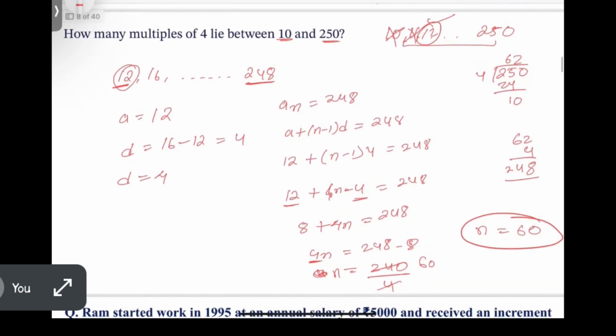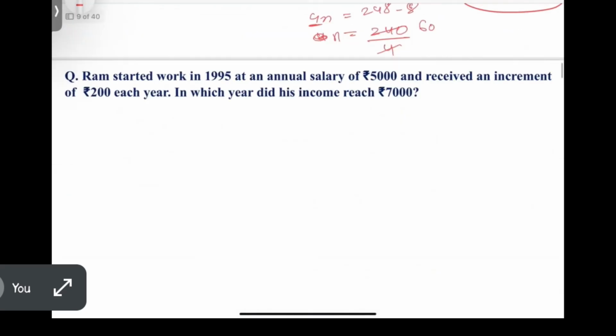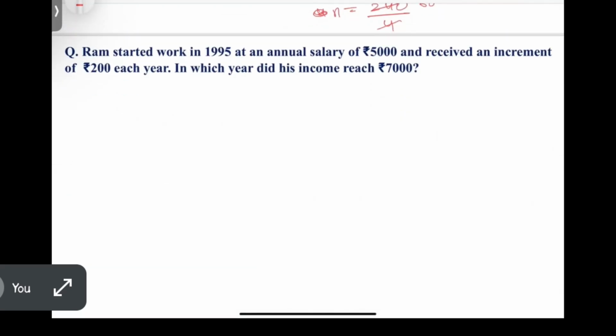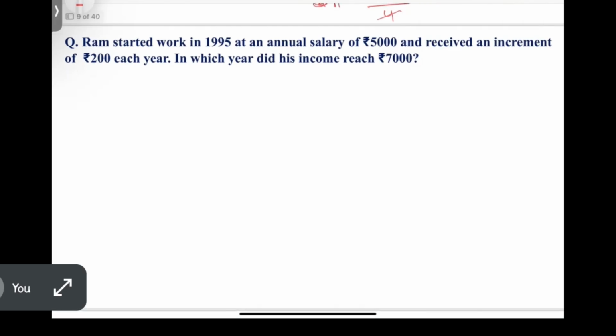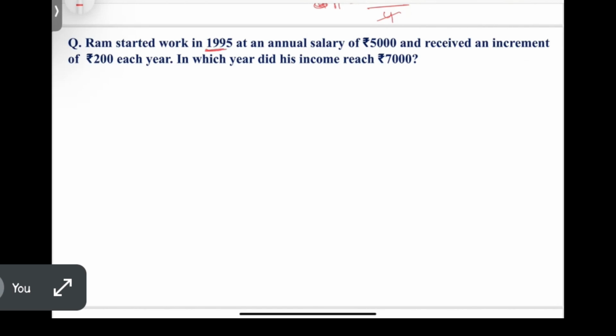Let's try an application based question. Since the syllabus says daily life problems, these are daily life problem based questions on this formula. Ram started work in 1995. That means Ram is starting to work at 1995. With an annual salary of 5,000, and receives an increment of 200 each year. In which year does the income reach this one?